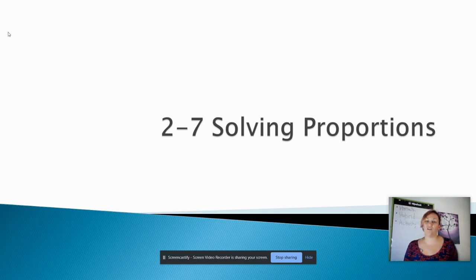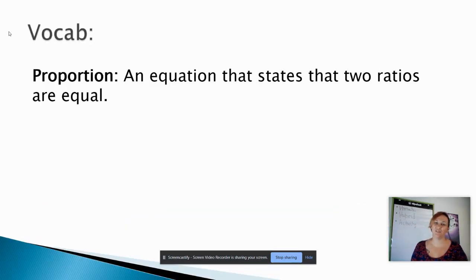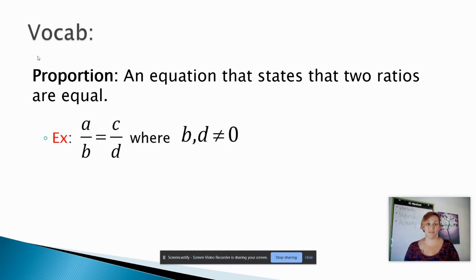Before we can learn how to solve proportions, we need to know what a proportion is. Here's the definition of proportion. A proportion is an equation, so something with an equal sign, that states that a ratio, which is a comparison of two numbers, so a fraction, are equal. So an equation that states that two ratios are equal, like this.